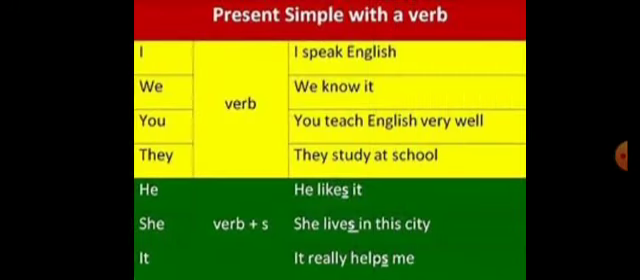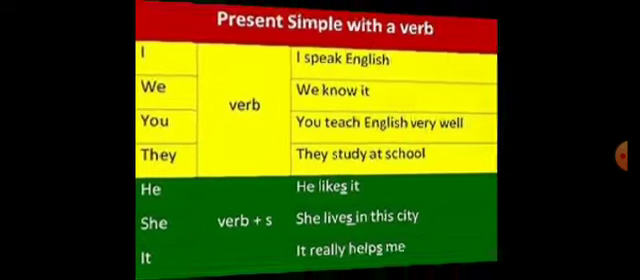We can see in this picture, like I, we, you and they, we have just used the root form of the verb. Like I speak English, we know it. You teach English very well, they study at school. We have just used the root form of the verb. But with he, she, it, we have used verb plus s. That means he likes it, she lives in the city, it really helps me. So we have added s with the root form of the verb.